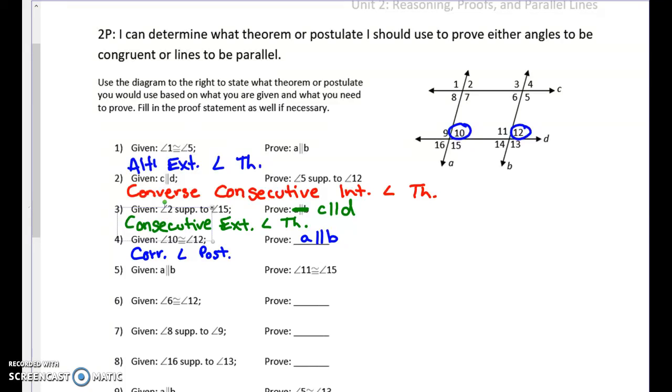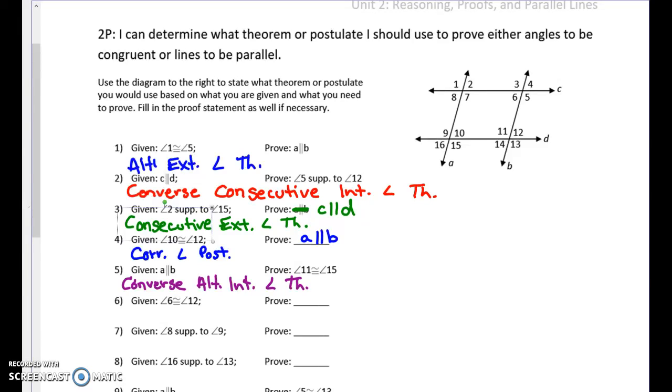Now, in this next problem, I'm given that A is parallel to B, and I want to prove that 11 is congruent to 15. Well, here's angle 11 and here is 15. Those are alternate interior angles, so I'm going to prove that those are congruent by the converse of the alternate interior angle theorem, and again I'm using converse because I'm proving angles congruent. That would be my really fast proof if I was able to do this as a proof.